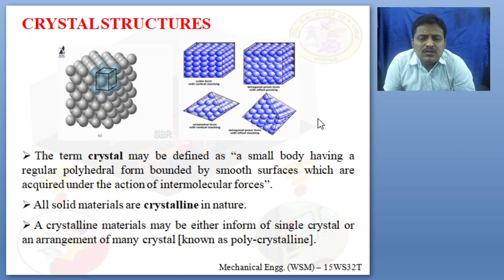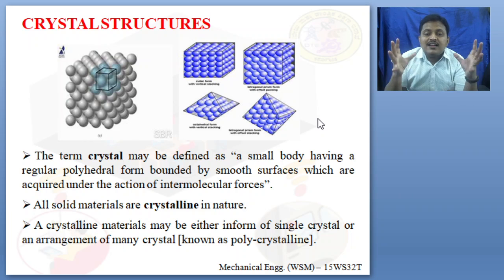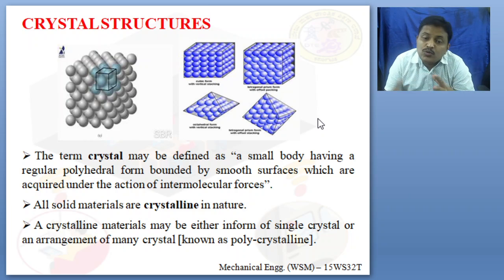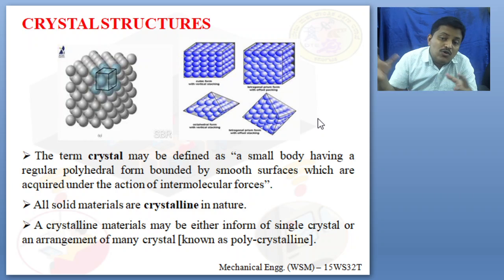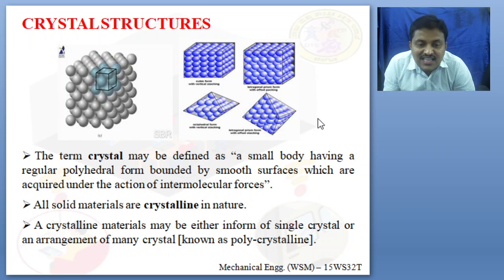So it is a small body of atoms having a regular polyhedral form bounded by smooth surfaces. The surfaces should be smooth, acquired under the action of intermolecular forces. That is, the atoms are held by their own intermolecular forces, no external forces required. Atoms are attracted by intermolecular forces, and we call that a crystal. So all solid metals are crystalline in nature.